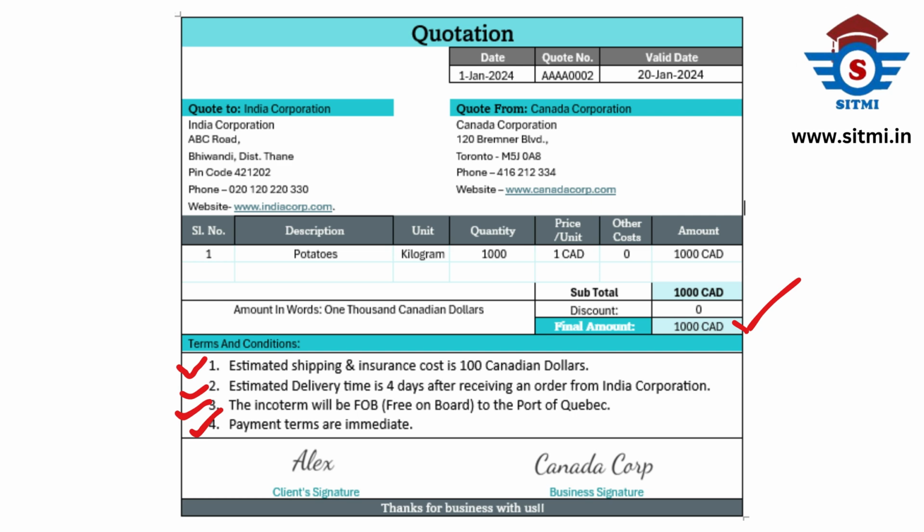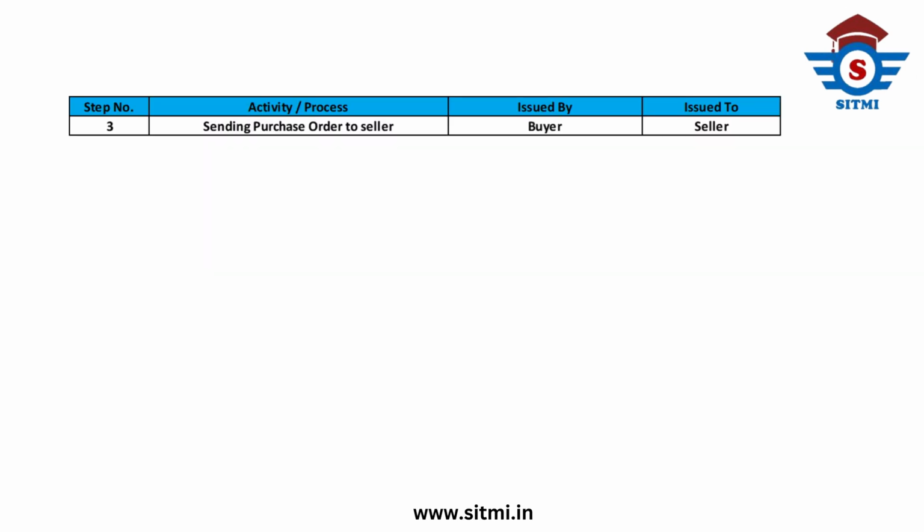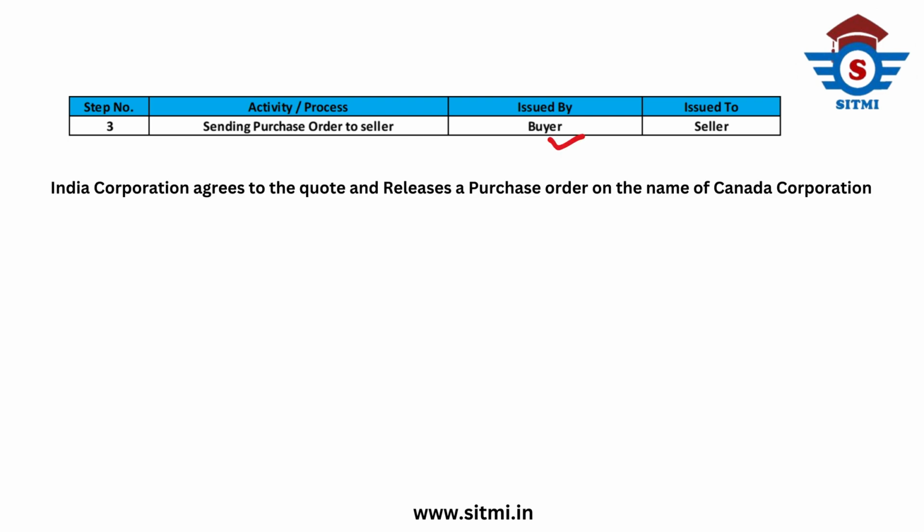Now my friends, we will see in detail all Incoterms, and we will also see payment terms and methods of payments in detail in our next topics. But for now, let's hold and first understand the export process. After the quote is received, the next step is sending a purchase order to the seller. In our example, India Corporation agrees to the quote and releases a purchase order in the name of Canada Corporation. Now what is a purchase order?